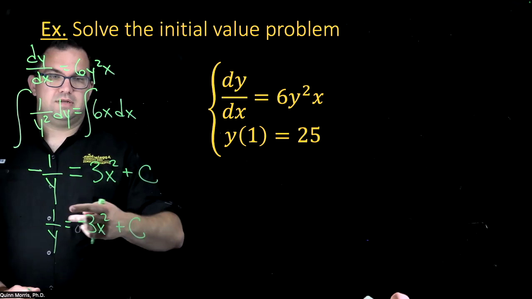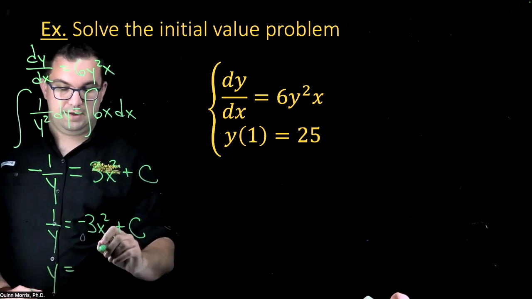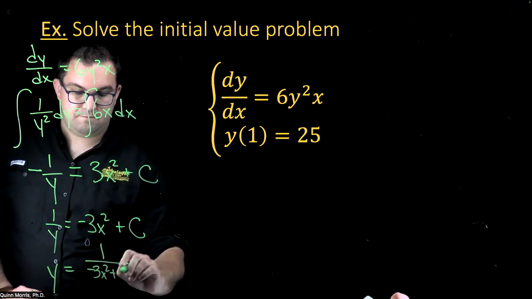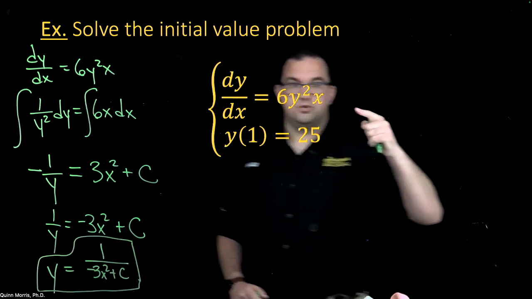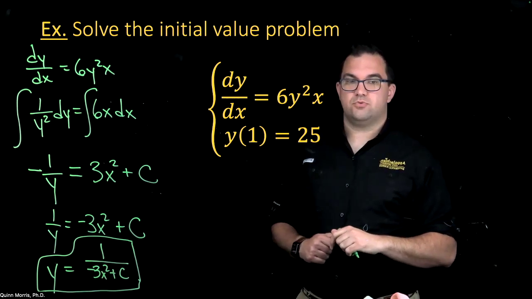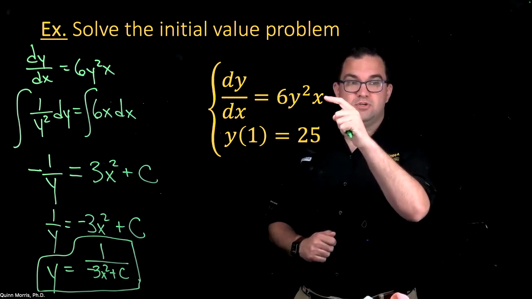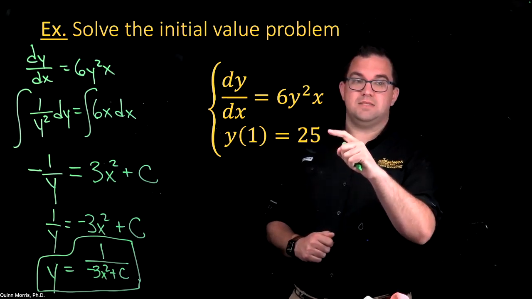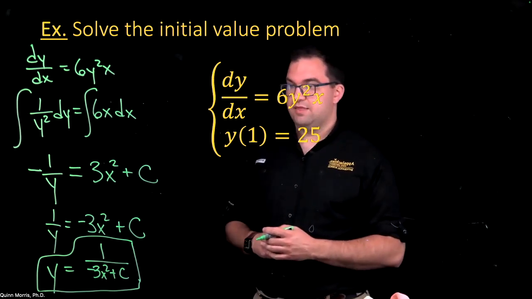And now I'm going to take the reciprocal of both sides. The reciprocal of the left-hand side will just give me y, and the reciprocal of this would be this. And so I get my general solution to this differential equation as y is equal to 1 over minus 3x squared plus c. Now this is a generic solution. I want to solve the initial value problem, however, so I also want to select my constant c that will make y(1) equal to 25. So let's take a look at that.